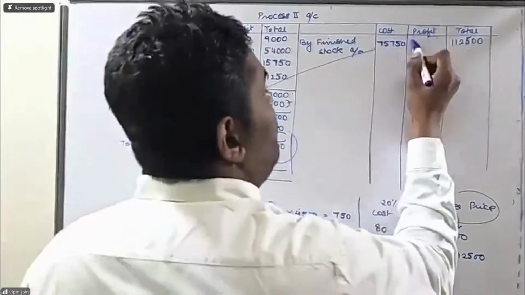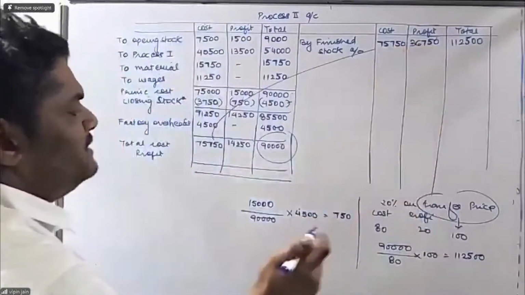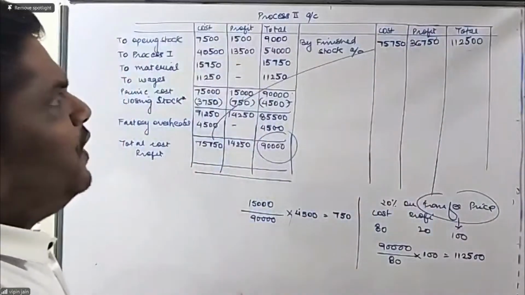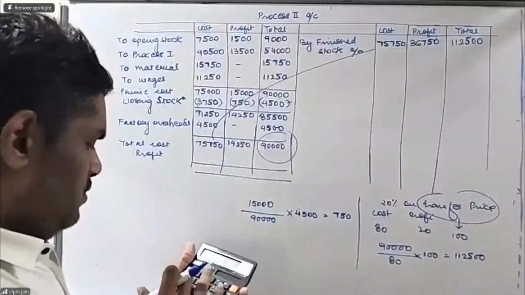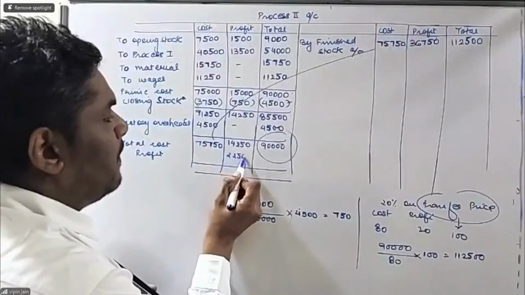So total profit till date is 36,750. That is of process first and process second. However, profit for process second will be how much? It will be 22,500.